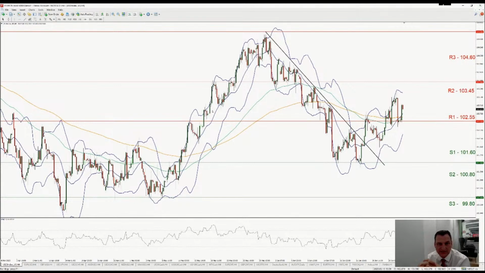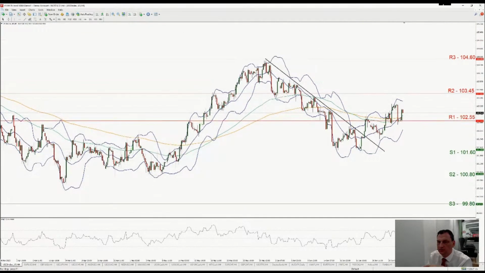In front of your screens, you have the US dollar index. It's the 4-hour chart. All charts to be presented are of the same time frame. Let's mark this with a small label.